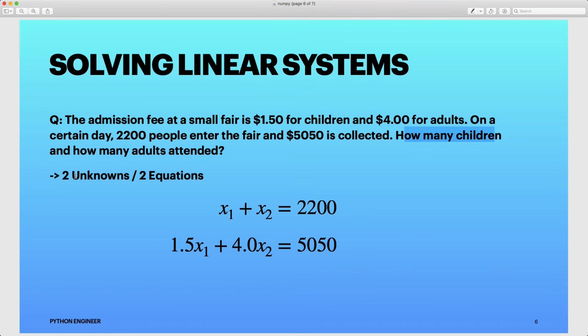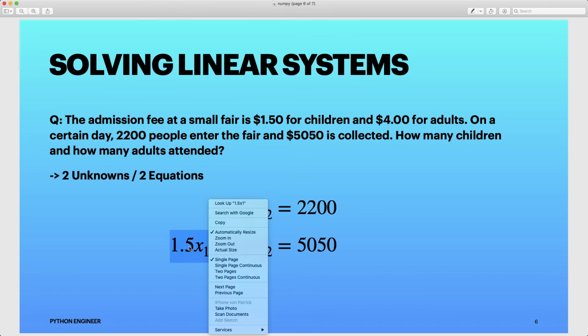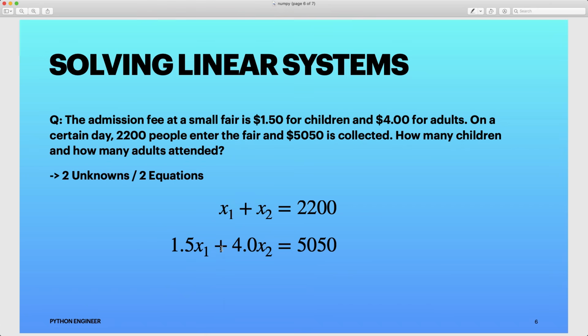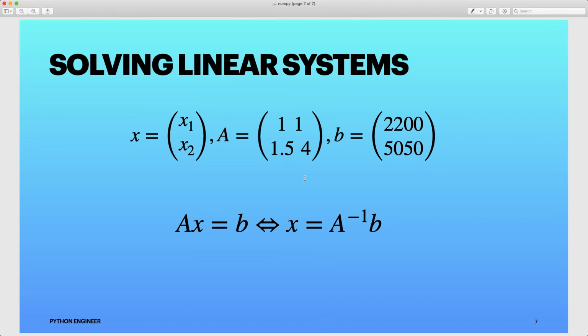So this is a typical linear system where we have two unknowns, and we can also make two equations. We can say x1 plus x2 equals 2,200. And then we can also say 0.5 times x1 plus 4 times x2 equals 5,050. So x2 is the number of adults and x1 is the number of children. We can also write this in mathematical formulation.